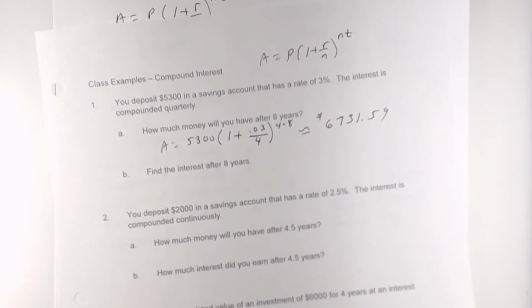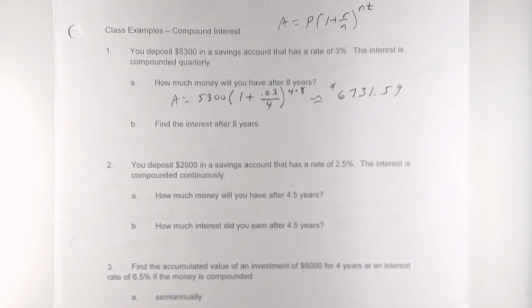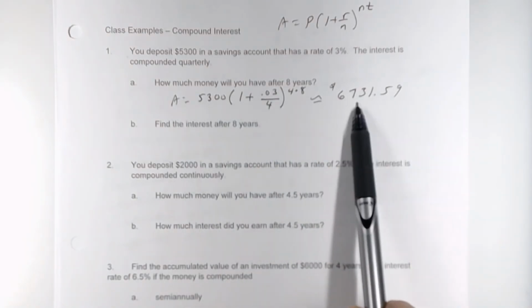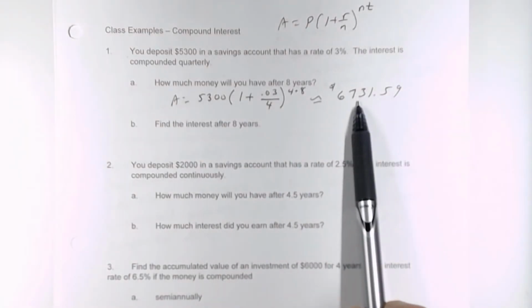$6,731.59. All right, I'm going to give you about another 30 seconds to make sure that's what you got. In Part A, you're told that the amount you will have after 8 years is this. Okay. Now here's Part B.